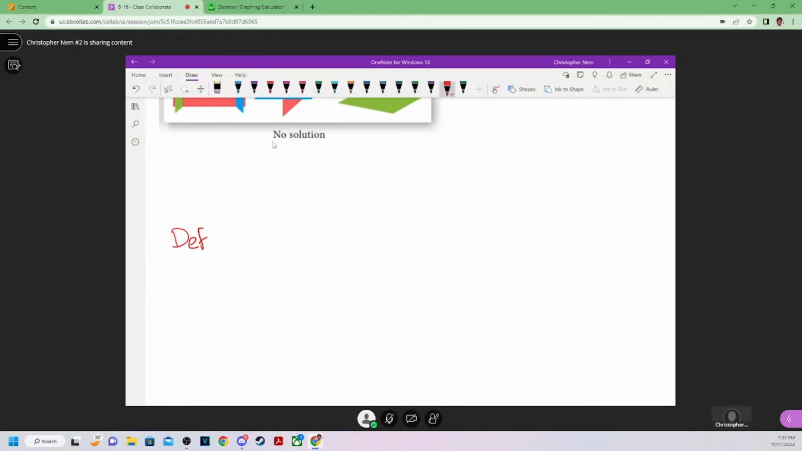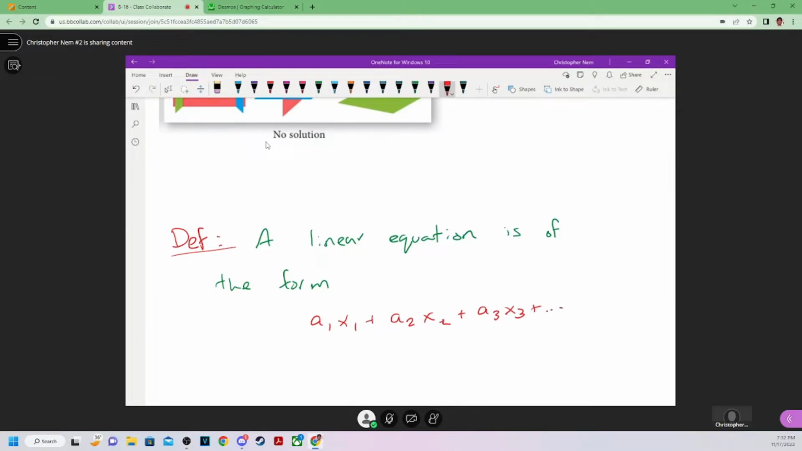So the definition I want to introduce is a linear system. Not a linear system, a linear equation. We've already talked about linear system. Now we talk about linear equation because I'm increasing the dimensions on that. So a linear equation is of the form a1x1 plus a2x2 plus a3x3 plus ... all the way to an xn equals c.